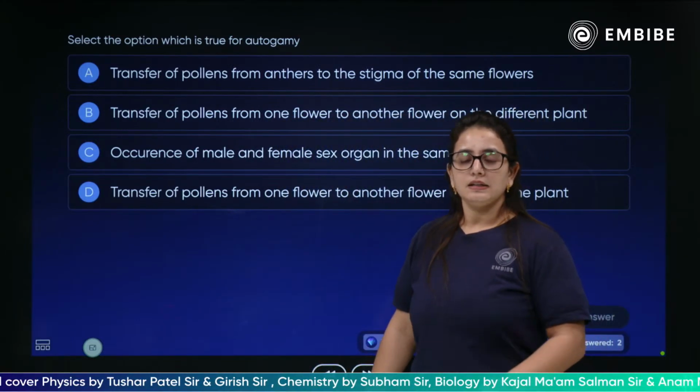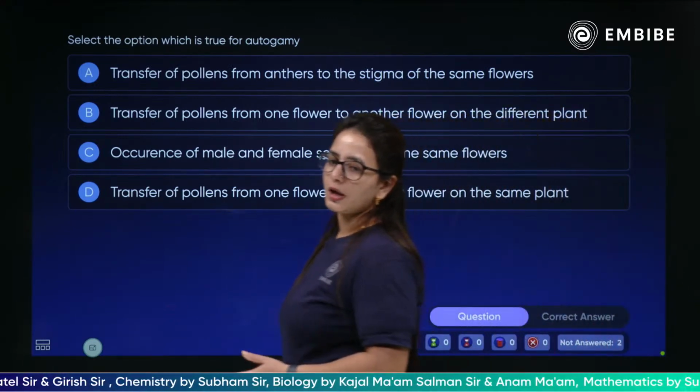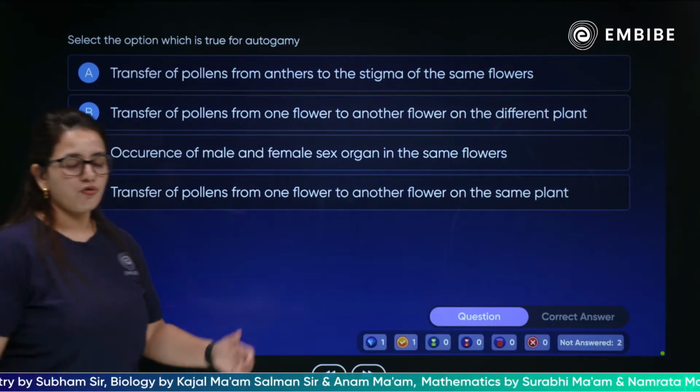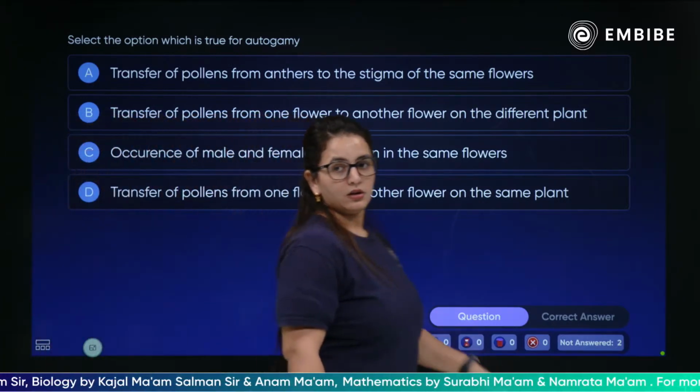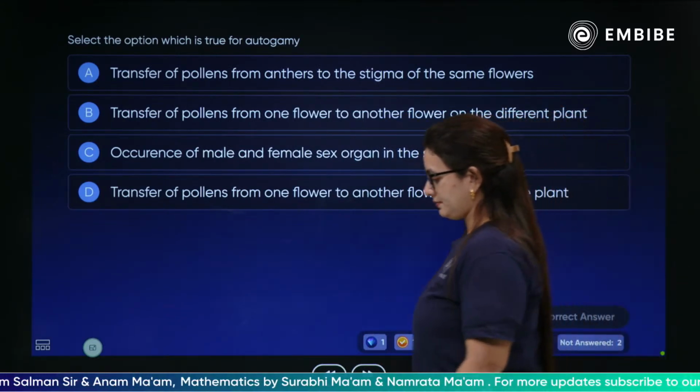Simple. Children, come on, quickly answer, explain which is true for autogamy. Just now we have learnt about it. What is true for autogamy? Everyone?